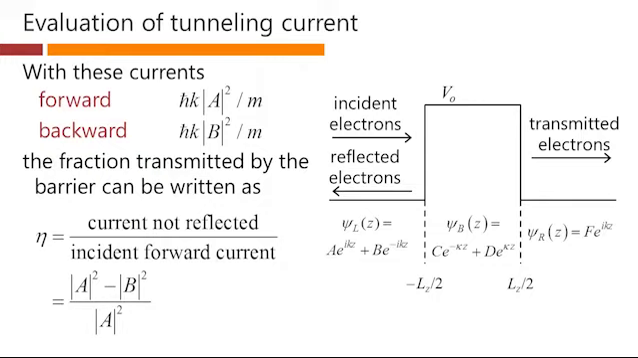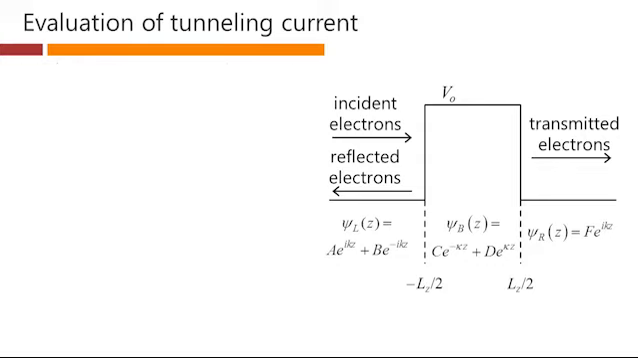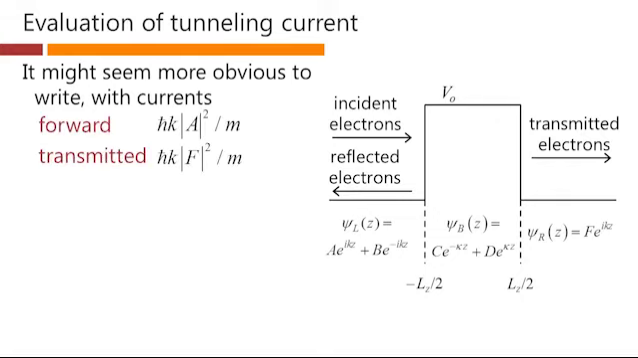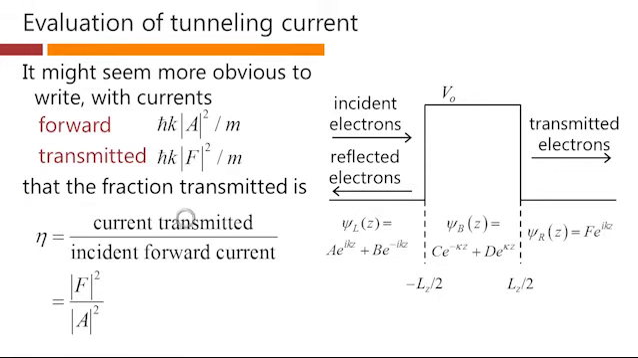So this was the net forward current when we subtracted the backward current from the forward current, and this was the incident forward current. This current that is not reflected must be transmitted. It might seem more obvious to write with this forward current and this transmitted current here that the fraction transmitted is the current transmitted over the instant forward current. And indeed that's true in this case, and we could write it like this.